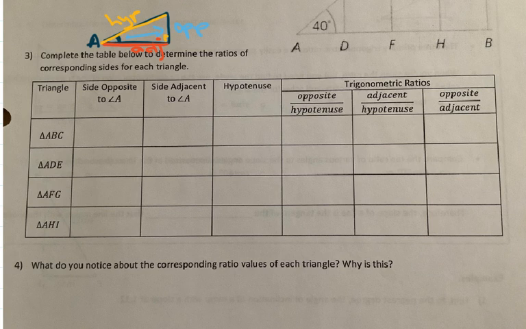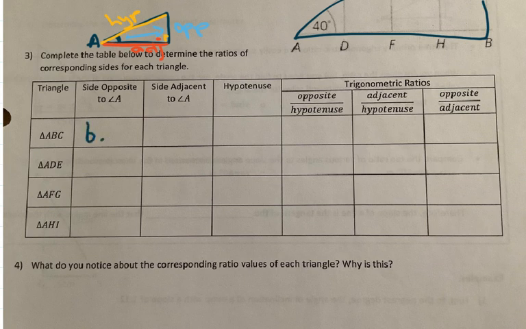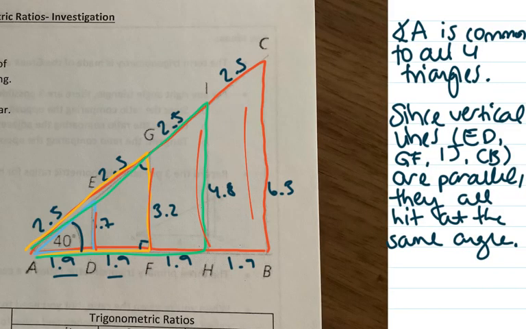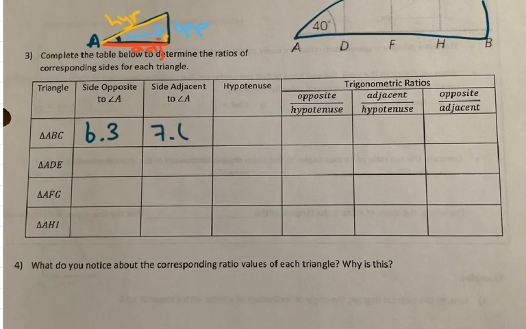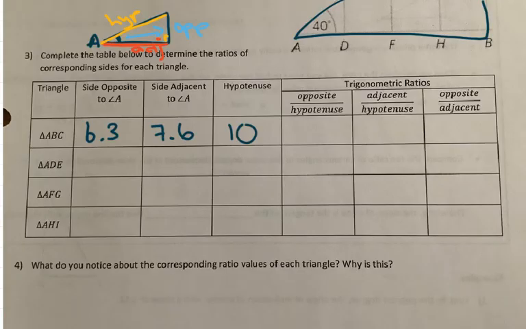So first in triangle ABC, so that's the biggest triangle, the whole thing. The side opposite to A is this one, and that was 6.3. So we'll fill in 6.3 here. The side adjacent to A was 1.9 plus 1.9 plus 1.9 plus 1.9, which is 7.6. And the hypotenuse is 2.5 plus 2.5 plus 2.5 plus 2.5, which is 10.